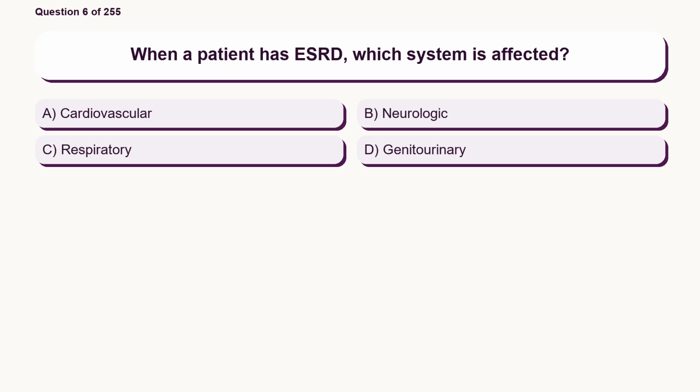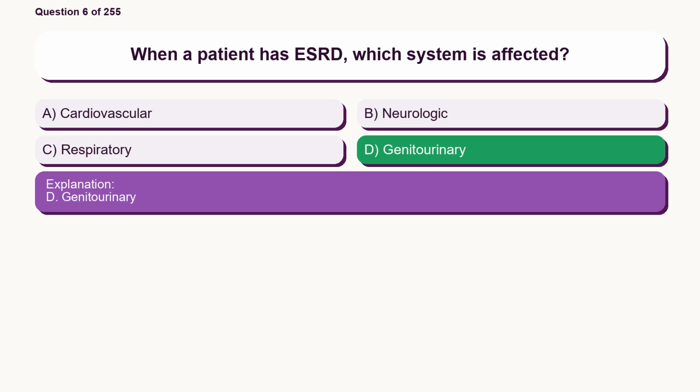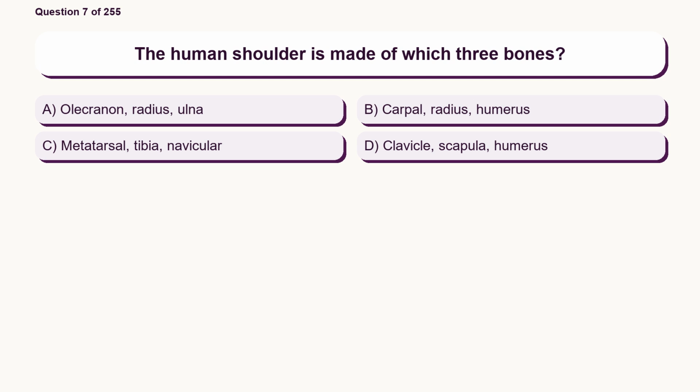Question 6. When a patient has ESRD, which system is affected? Option A, cardiovascular. Option B, neurologic. Option C, respiratory. Option D, genitourinary. The correct answer is option D, genitourinary.